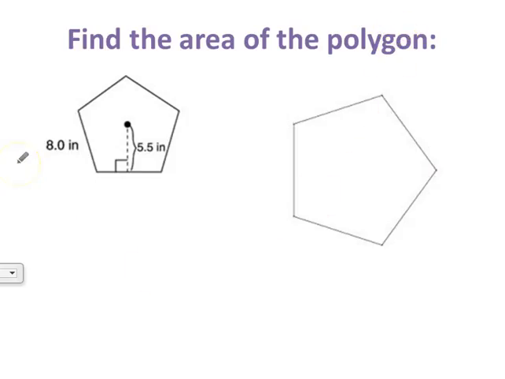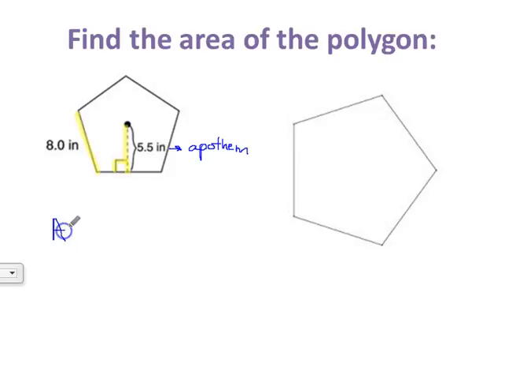All right, so here is a regular polygon. We've got a 1, 2, 3, 4, 5-sided polygon, and we want to find the area of that polygon. We're given some information. The length of one of our sides is 8 inches. And we've got this measurement right here that forms a right angle with the side, which is 5.5 inches. So what is this measurement that starts from the center and intersects the side at a right angle? What does 5.5 represent? That represents our apothem. And then we've got a side length of 8 inches.